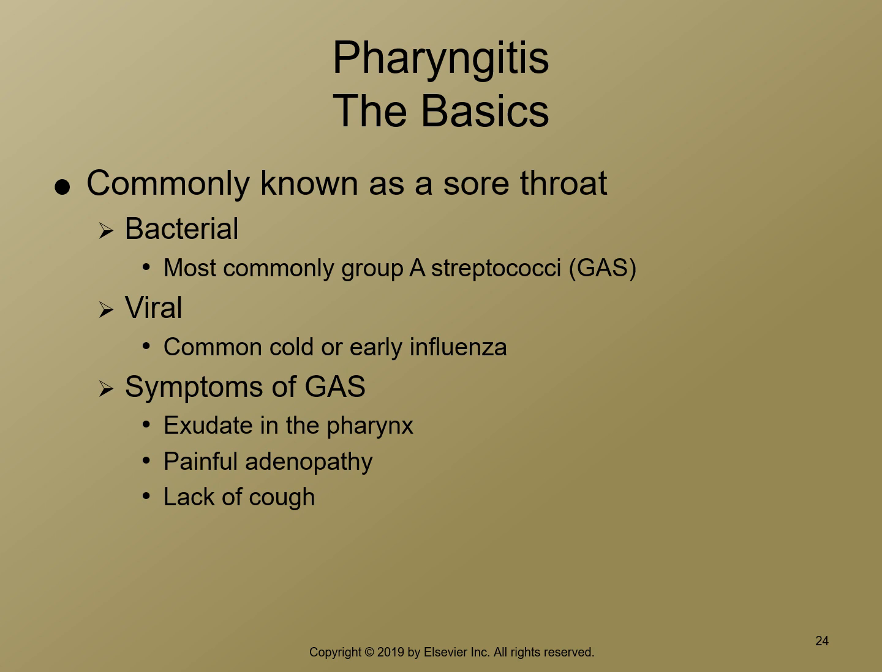Most pharyngitis infections occur as a result of group A strep, or strep pyogenes. There are also viral causes of pharyngitis, and this is as a result of the virus that causes the common cold or early influenza infections. Symptoms of group A strep pharyngitis include exudate in the pharynx, painful adenopathy, and a lack of cough.